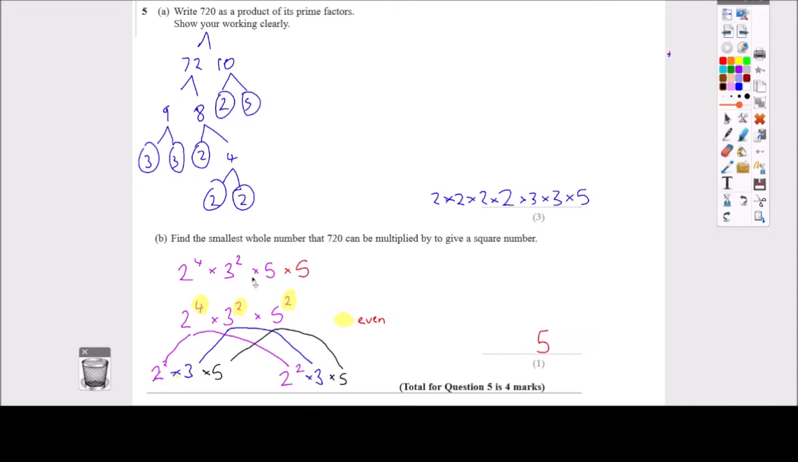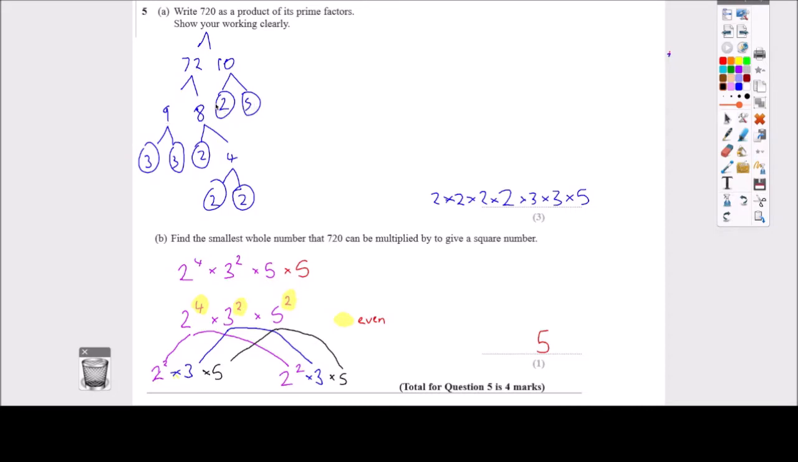Question 5. Write 720 as a product of its prime factors. So this is the number tree. So we need to break the 720 down. Any two whole numbers that multiply to be 720, I've gone 72 and 10. I've then split the 72 down to 9 and 8, and the 10 down to 2 times 5.